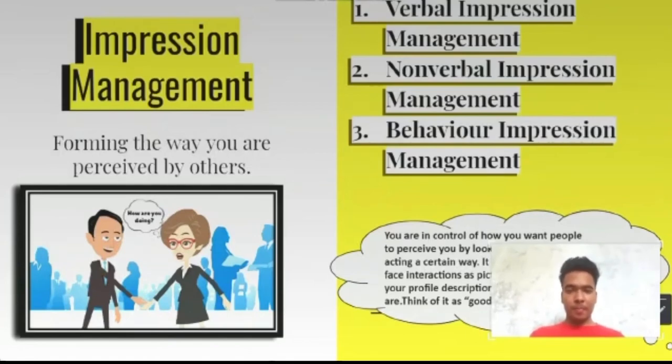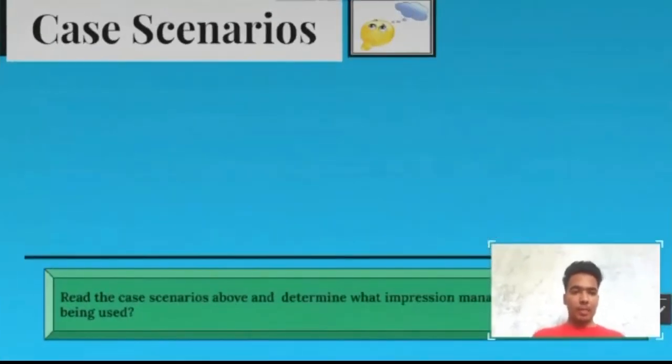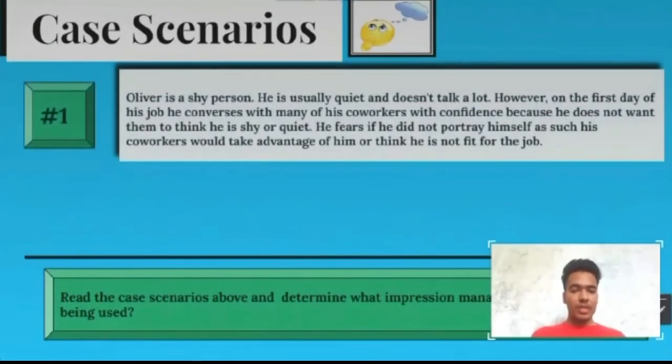Let's see some case scenarios. Oliver is a shy person. He is usually quiet and doesn't talk a lot.